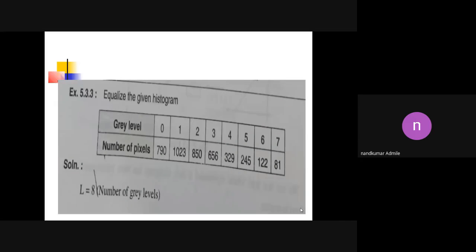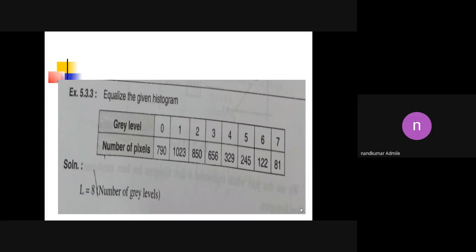We have some mathematical part. The example is: equalize the given histogram. They provide certain gray levels, and the gray levels range from 0 to 7. As per the gray levels, there are different numbers of pixels. At 0 there are 790 pixels, at 1 there are 1024, at 2 there are 850. Different numbers of pixels are located at different gray levels.